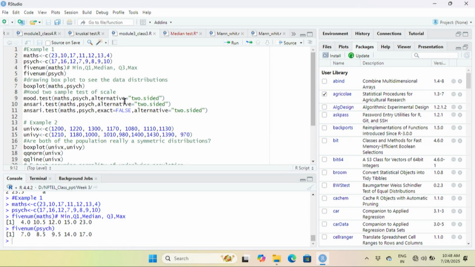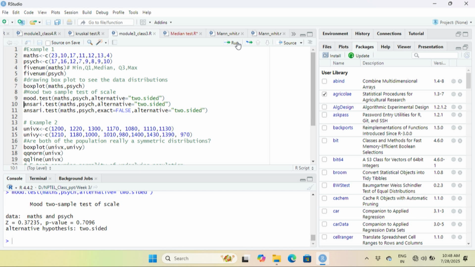mood.test is an inbuilt R function already in the stats package, so there is no new package you need to install. Okay, so for maths and psychology, Z is 0.37235. This is the standardized mood value.